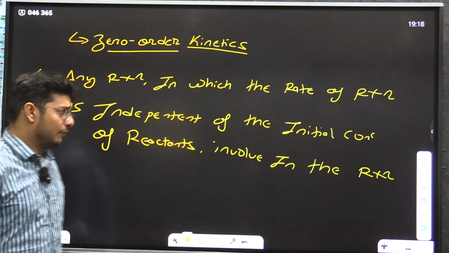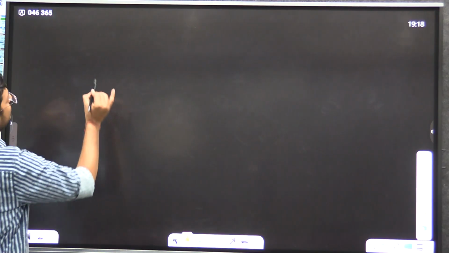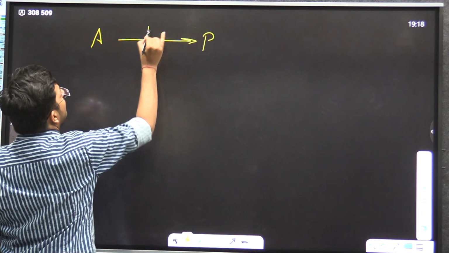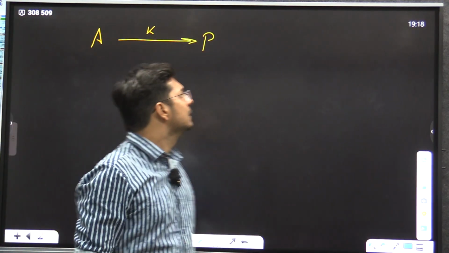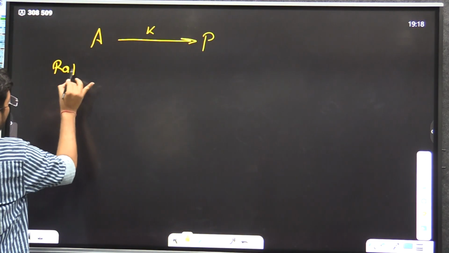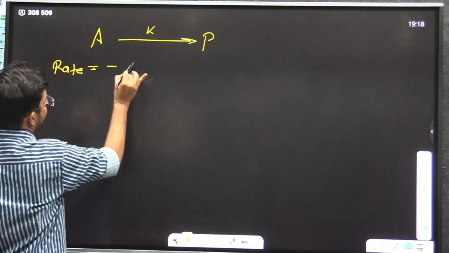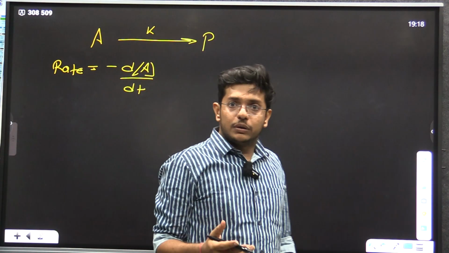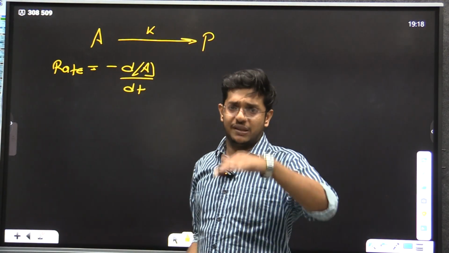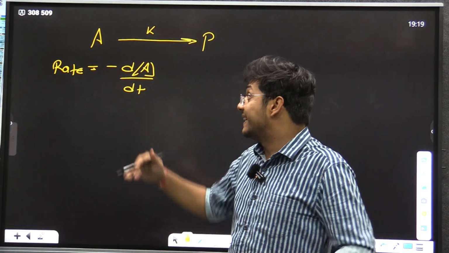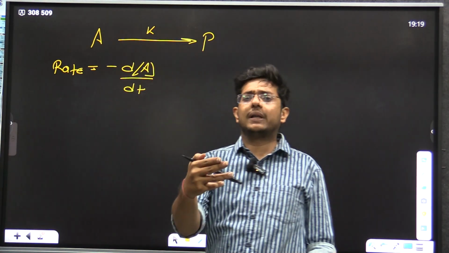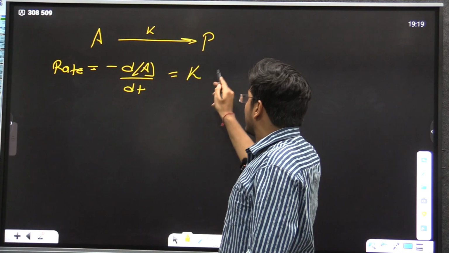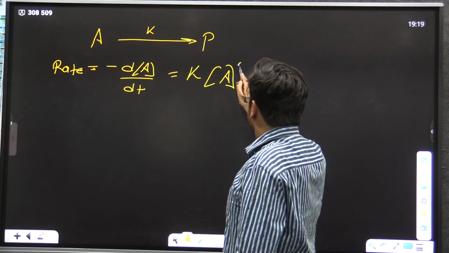What I want to say is, let's suppose we have a reaction having the reactant A, and it is converted to the product P with the rate constant K. Now, my dear, the rate can be written as minus dA by dt. I hope you know the meaning of minus over here. This minus represents a decrease in concentration of reactant over time. And this rate can also be written as K A to the power 0.